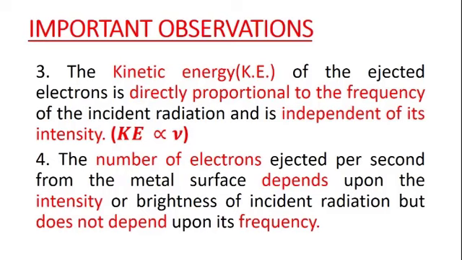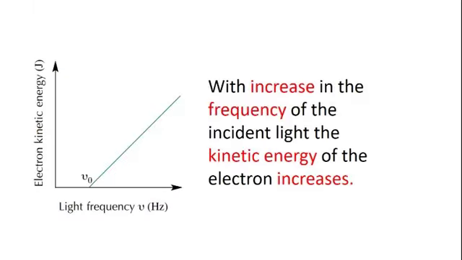Let's have a look at some graphs. Graph 1 shows us the relationship between kinetic energy and the light frequency. We can see that below a certain value of frequency, that is nu naught, no photoelectric effect is observed. This value is known as the threshold frequency. With increase in the frequency of the incident light, the kinetic energy of the electron increases.